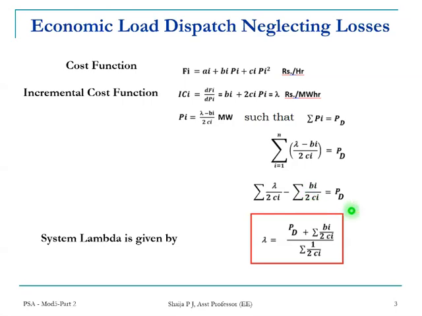From that we can obtain an equation for lambda as Pd plus sigma Bi by 2Ci all divided by sigma 1 by 2Ci. So that is known as the system lambda. So system lambda is given by Pd plus sigma Bi by 2Ci divided by sigma 1 by 2Ci. This equation we use when there are many stations, with the number of generating units more than 2. It's easy to do with system lambda.